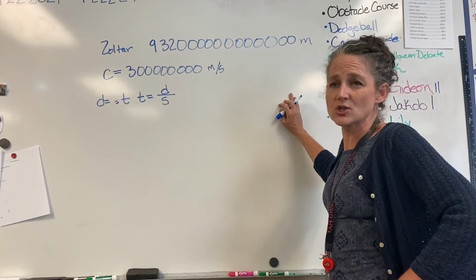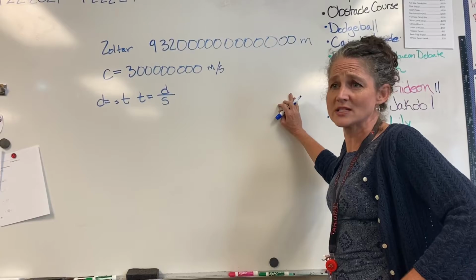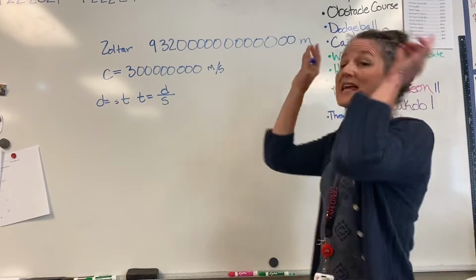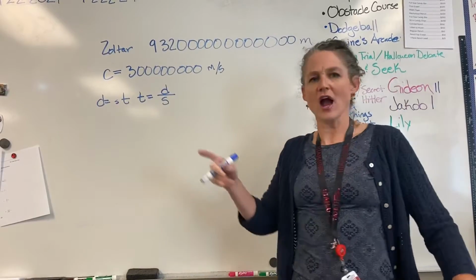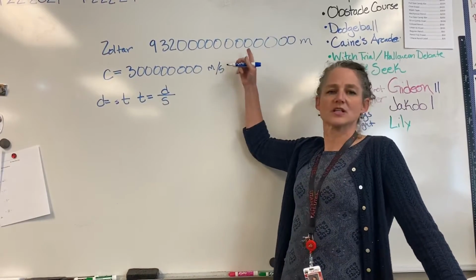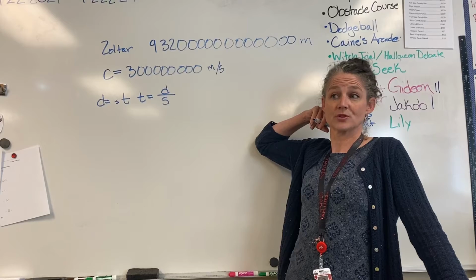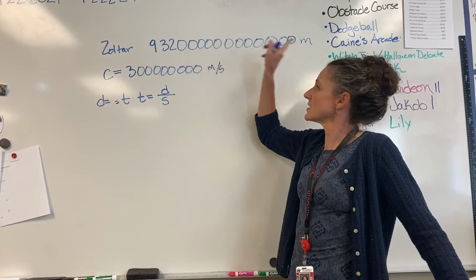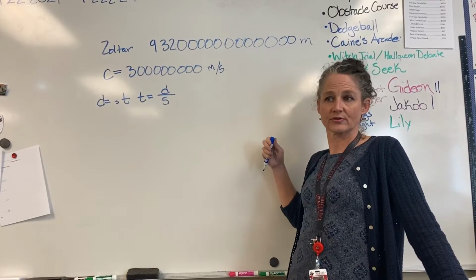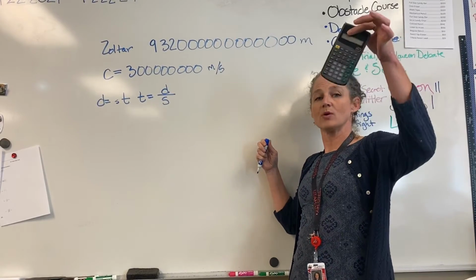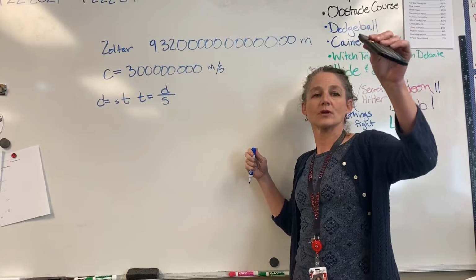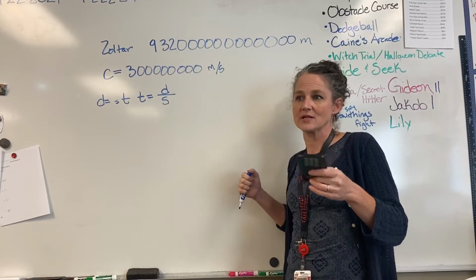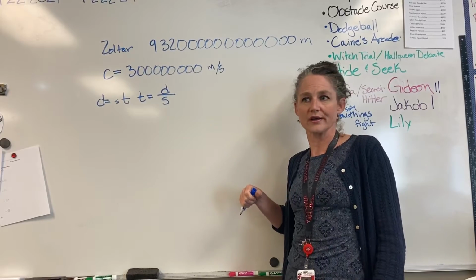Here's the deal though. There are an actual crap ton of zeros here. Do I want to deal with a crap ton of zeros? Unless you're using a calculator, heck no. So try entering that one into your calculator. Tell me how many zeros there are. There's like 12, 13 zeros. It won't fit the zeros. These calculators cannot handle that many zeros.